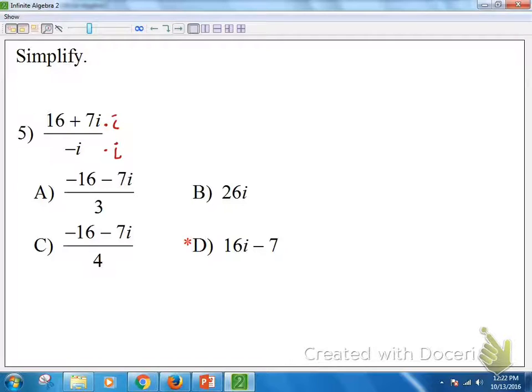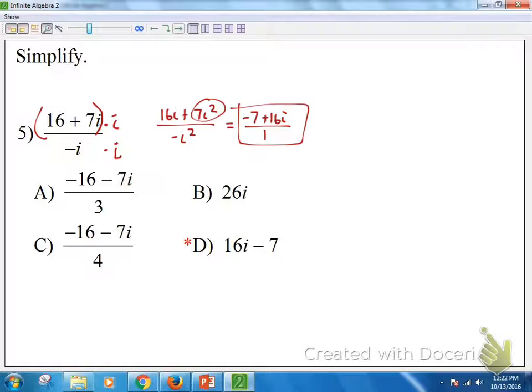You don't have to multiply by a negative, okay? So we're multiplying the denominator and the whole numerator. See, I use parentheses. So we're going to multiply. We got 16i plus 7i squared all over negative times i is negative i squared. Negative i squared is like saying negative 1 times the negative, which is just equal to 1. You see that? Numerator, we got 16i, and then we got 7i squared becomes negative 7 plus 16i.